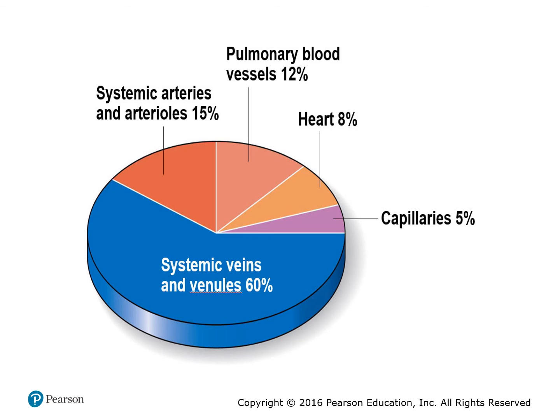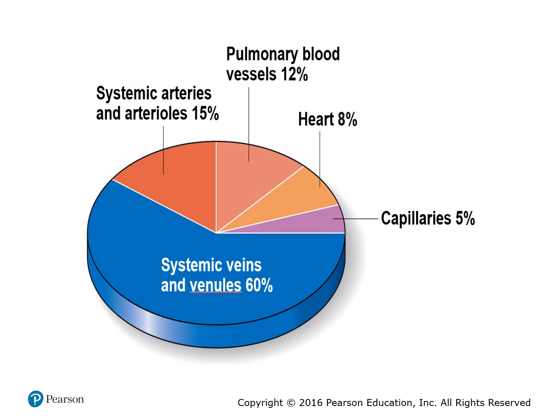This pie chart depicts the relative proportion of blood volume throughout the cardiovascular system. As you can see depicted in blue, 60% of the blood volume throughout our vascular system goes through systemic veins and venules, then followed by systemic arteries and arterioles, then the pulmonary blood vessels, the heart itself.